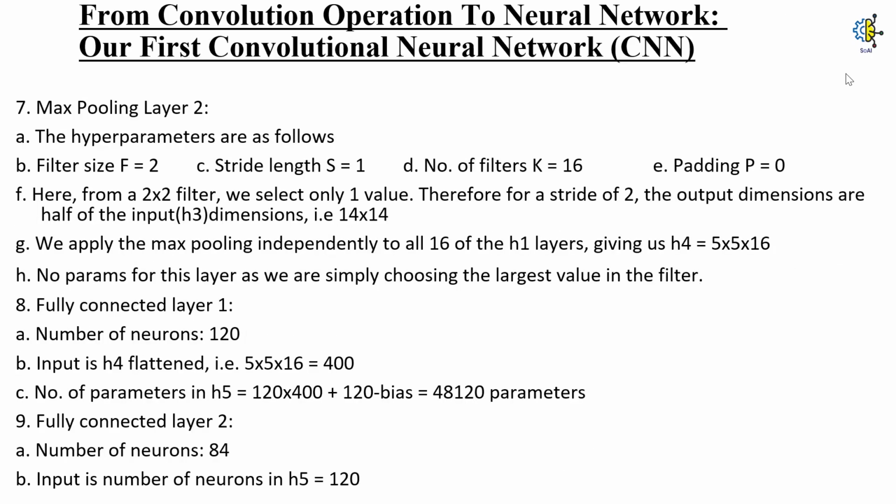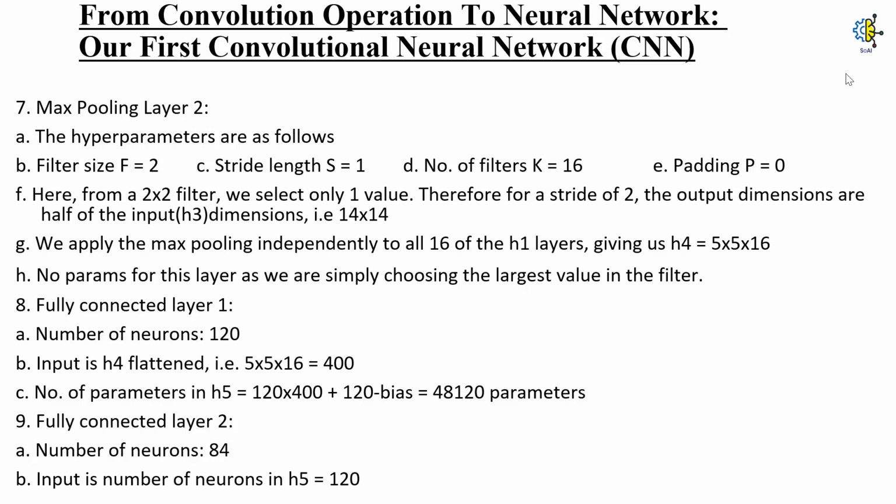Max pooling layer 2. The hyperparameters are as follows. Filter size 2, stride length 2, number of filters k is 16 and padding is 0. Here, from a 2 cross 2 filter, we select only one value. Therefore, for a stride of 2, the output dimensions are half of the input S3 dimensions. We apply the max pooling independently to all 16 of the H3 layers, giving us H4, which is 5 cross 5 cross 16. No parameters for this layer as we are simply choosing the largest value in the filter.